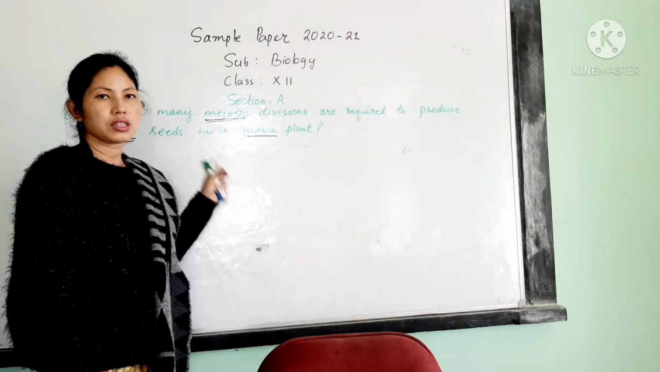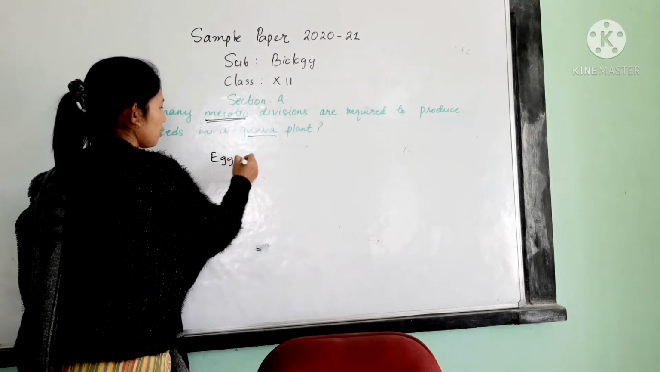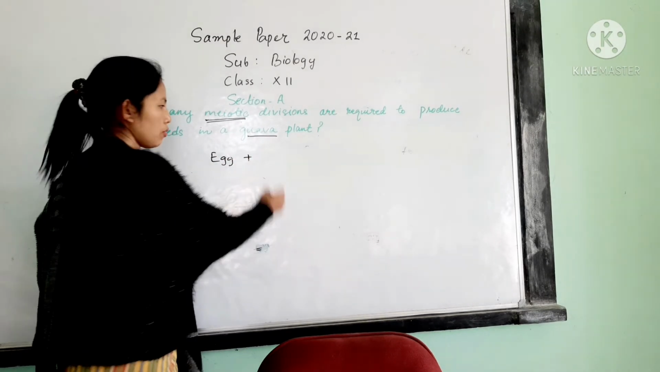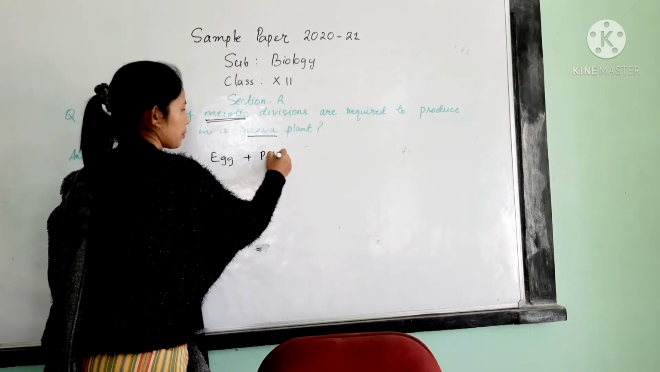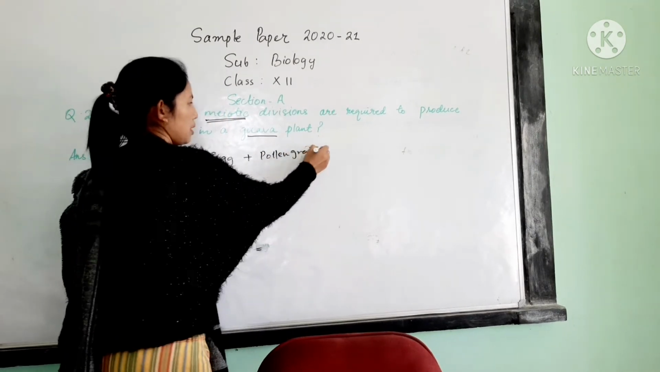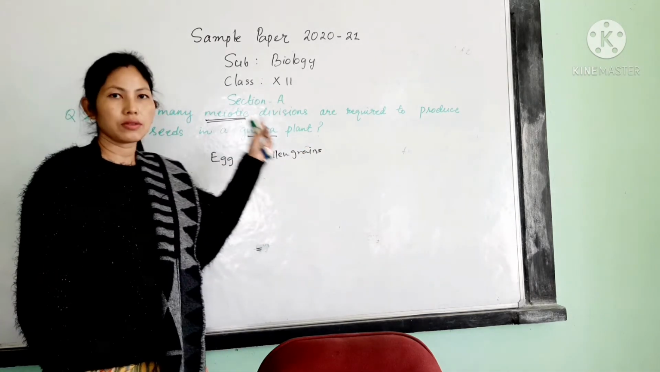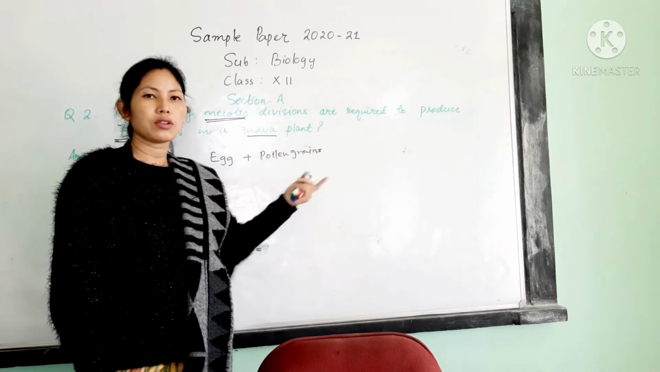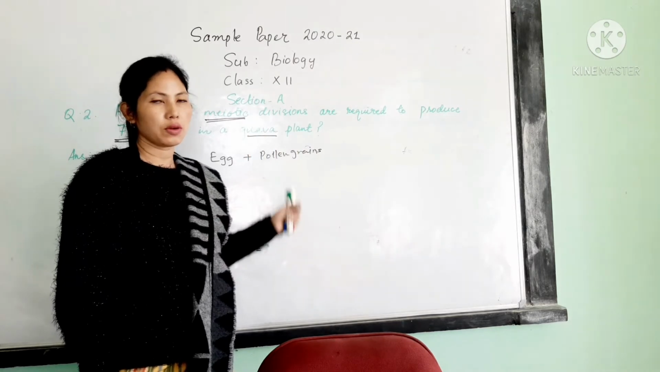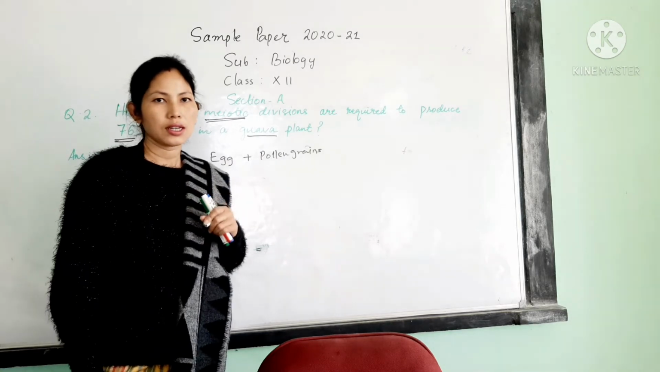In the question, it means it is asking about the total number of eggs plus the total number of pollen grains. That is, the total number of male and female gametes produced by the number of meiotic divisions. So we have to find out how many meiotic divisions will be required to produce 76 seeds.